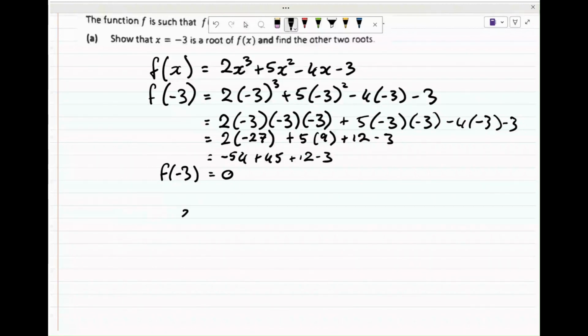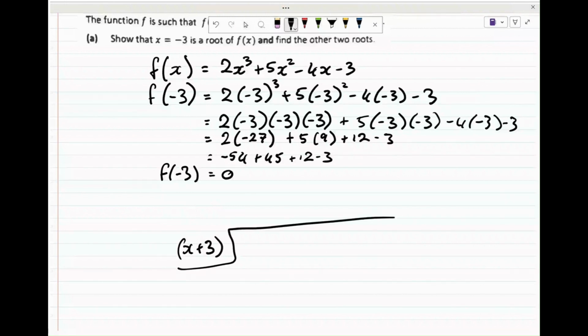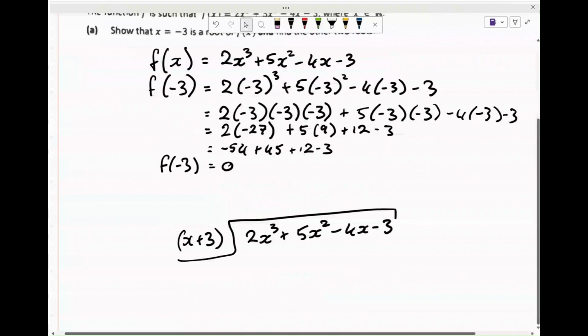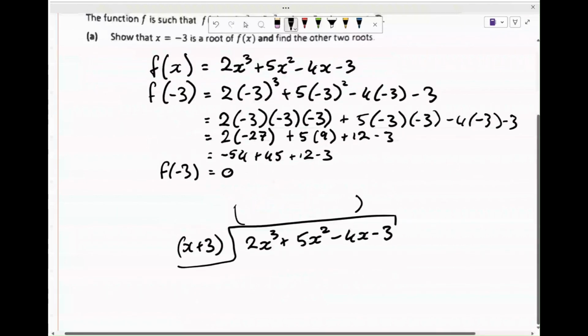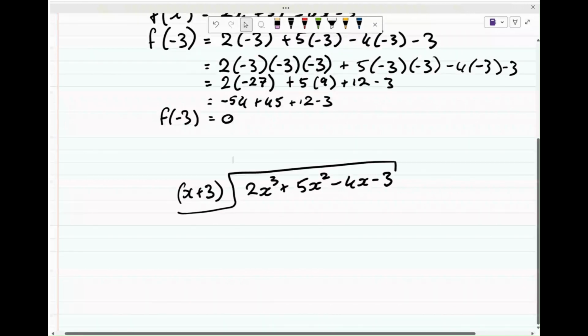So if x equals minus 3 is a root, I'm going to bring this 3 back across. That's x plus 3 equal to 0, so x plus 3 is a factor. And so we know that factors dividing evenly into expressions give a remainder of 0. So that's what we're going to use. We're going to divide into our expression, and we're going to get an answer up here and 0 down here. And this is going to be a quadratic. We're going to factorize it and get our two other factors.